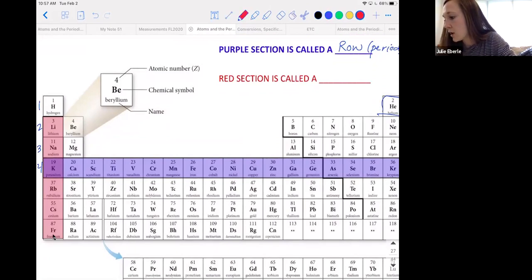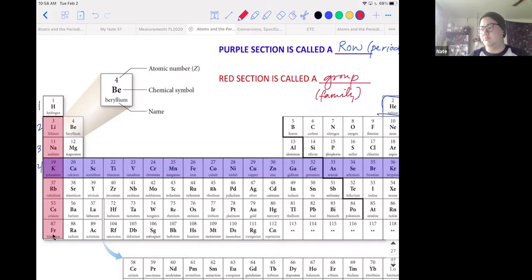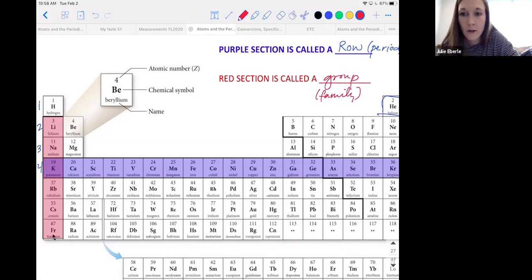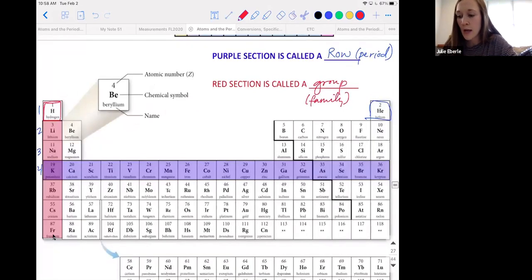The red section is called a group. You might also hear the word family. It's a vertical section, so it's a column as well. Group or family are the words I use. I use the word group most, but family or column as well. So that's the red sections. Hydrogen is still part of this red section over here. It's part of group 1, but it's also different from the other elements in group 1. We'll get to that later. So just keep those things in mind. If I say group 1 or group 10, you should be able to count over and identify that particular group.